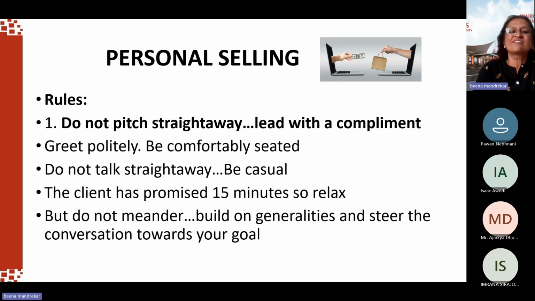Do not pitch straight away. Lead with a compliment. Greet politely. Be comfortably seated. Do not talk business straight away. Be casual. The client has promised 15 minutes, so relax. But do not meander. Build on generalities and lead your conversation towards the goal. So remember, you've rung up the client and he has allowed you to come and meet him, and he has offered you 15 minutes. That is a wonderful gift that anyone can give you. He has kept time in his schedule of 15 minutes.